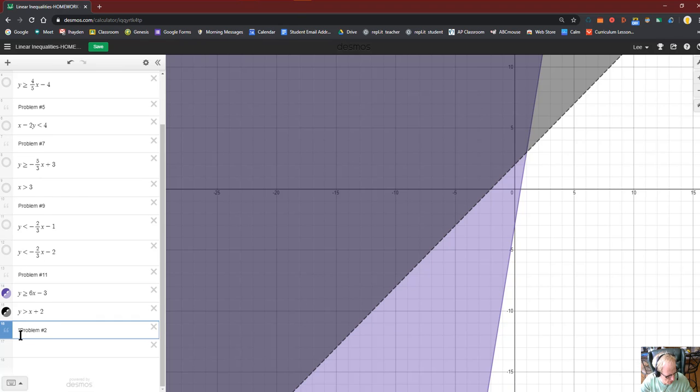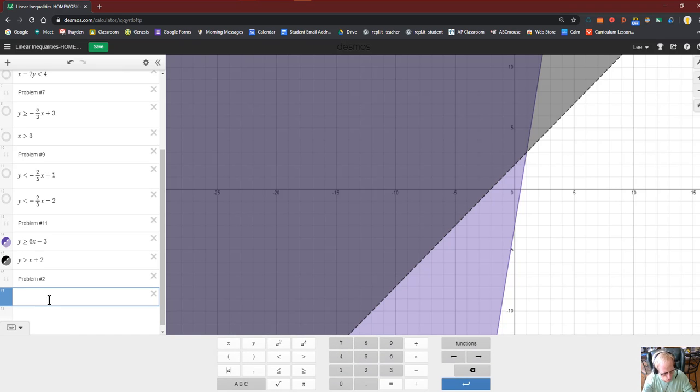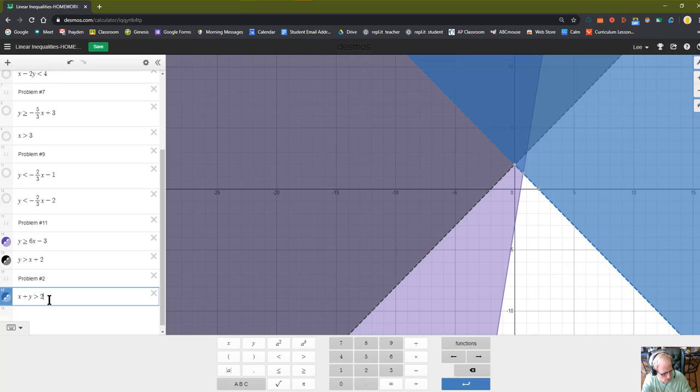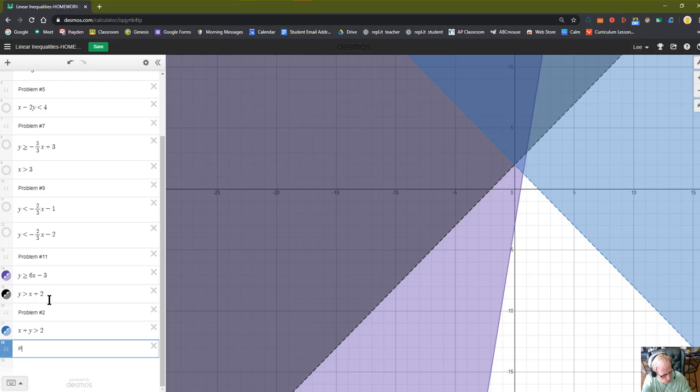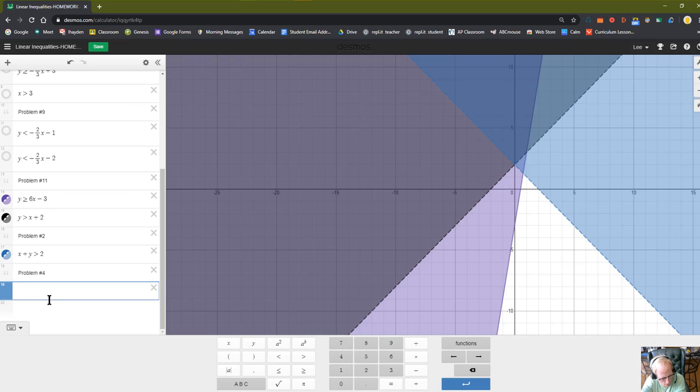And actually, it looks like I already had that as a comment. So then I start typing in my inequality, something like this. Okay, then I'm going to do quotation mark, and then I'm going to do problem number 4. And then I would enter whatever it is.